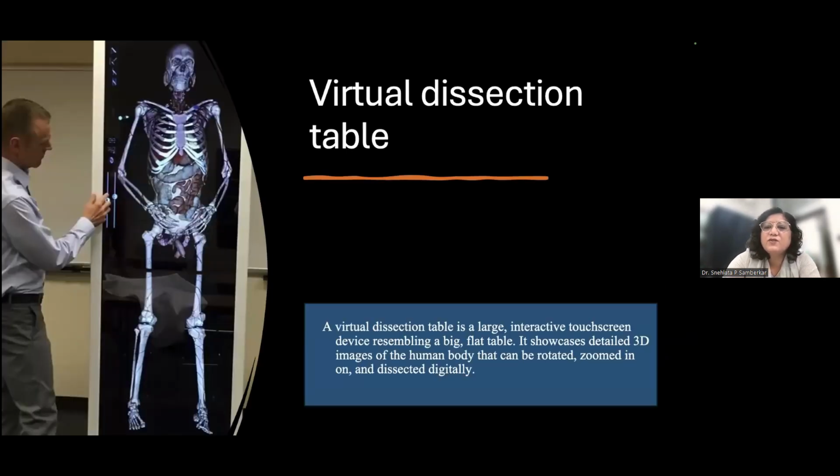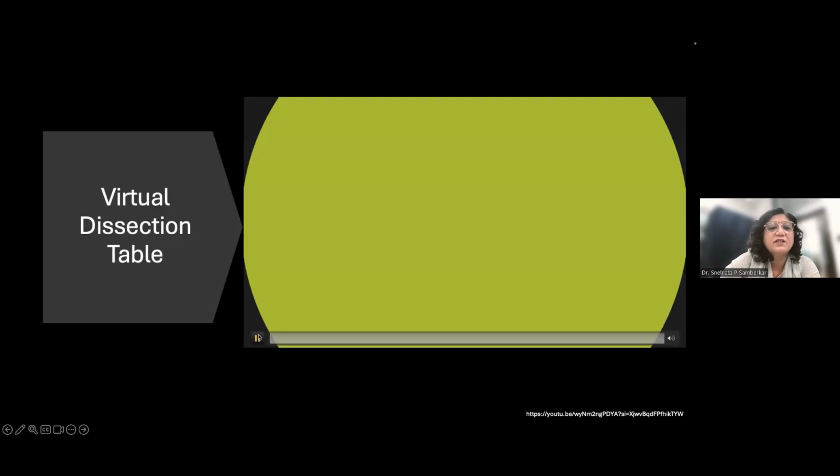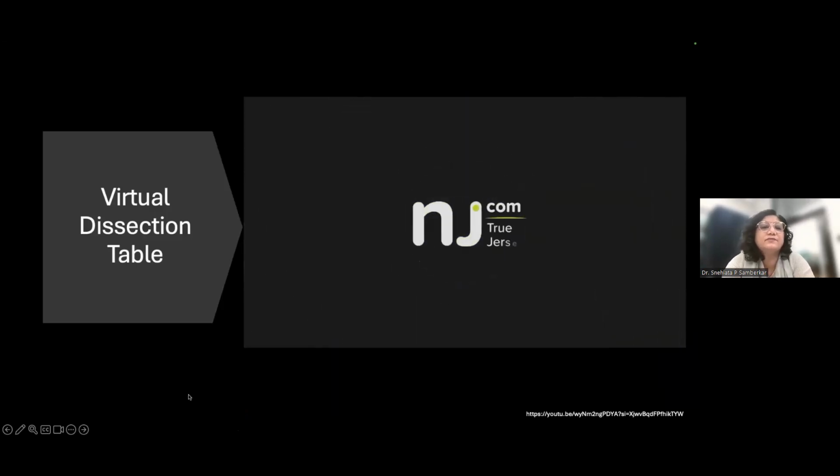Now, advances in technology run hand in hand with the education system. There is an advanced educational tool primarily used for anatomy education called a virtual dissection table. Now, a virtual dissection table is a large interactive touchscreen device resembling a big flat table. It showcases detailed 3D images of the human body that can be rotated, zoomed in, and dissected digitally. Now, here is a short video demonstrating how this dissection table is used for anatomy teaching and learning.